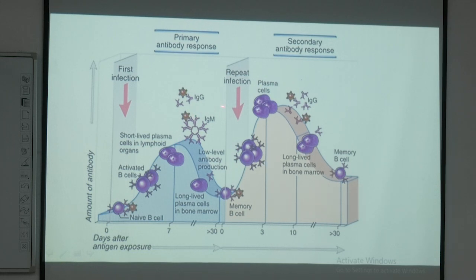the majority of the immunoglobulins are IgM. And then this IgM is converted to IgG. This is called class switching. So the IgM class is converted to IgG. And after the end of the primary immune response, there are some cells produced. They are called memory B cells.